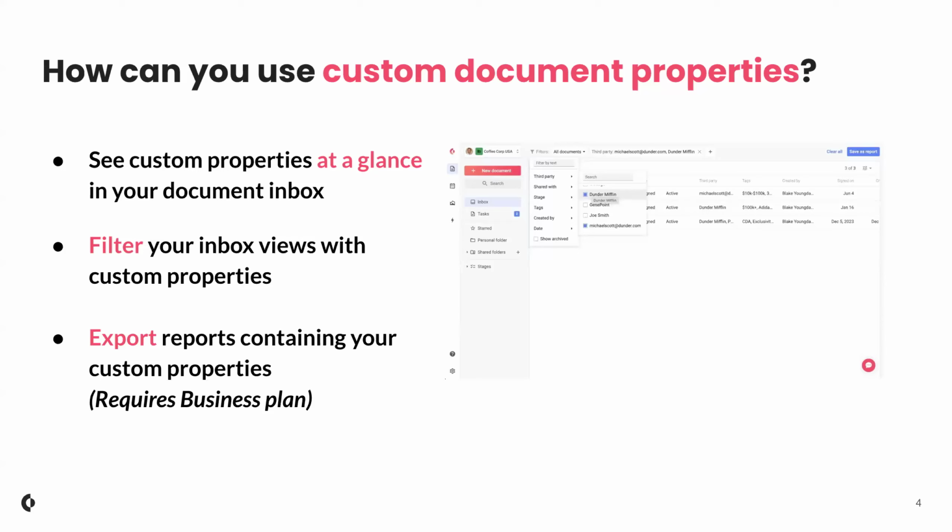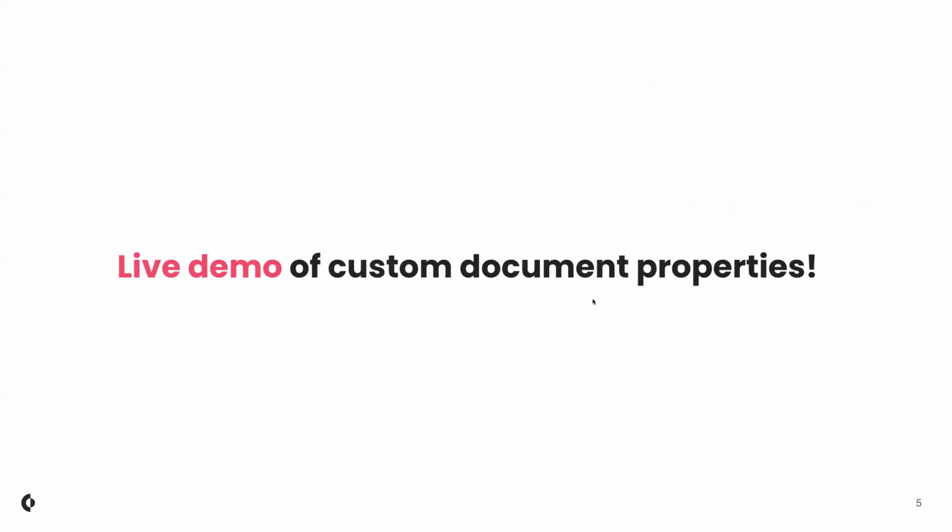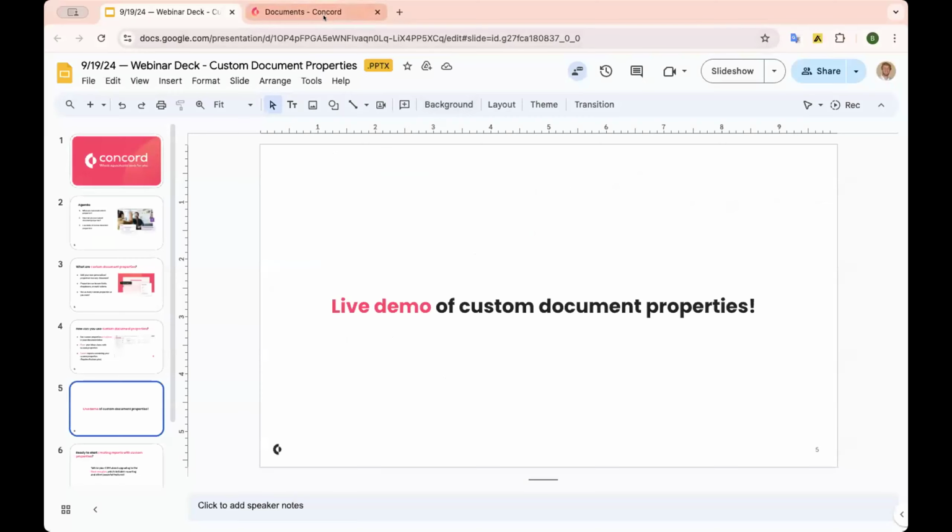So I do see a question in the chat. Can you make these standard across all contracts? I'm going to answer that here in a second. Again, the question was, can you make these standard across all contracts? Kind of yes, kind of no. Let's jump into it. What I'm going to do now is show you a live demo of custom document properties.